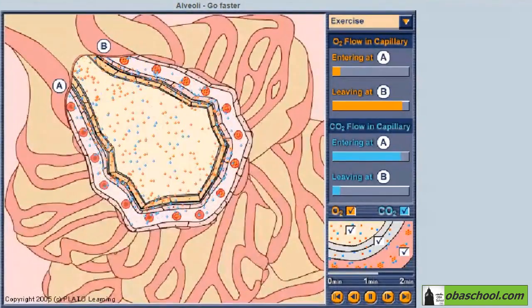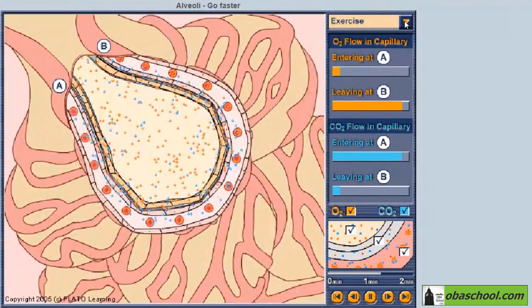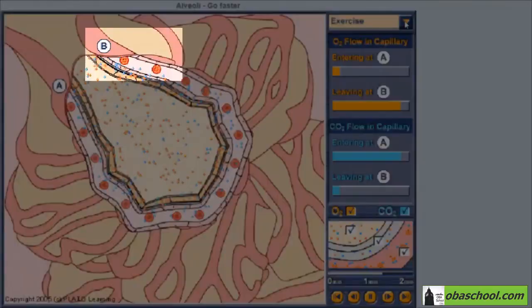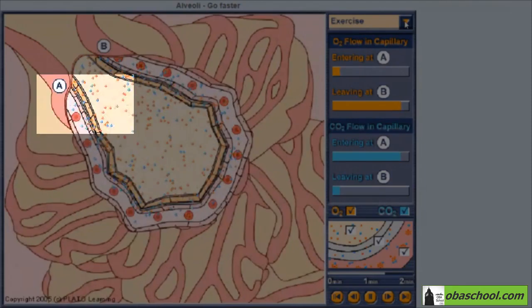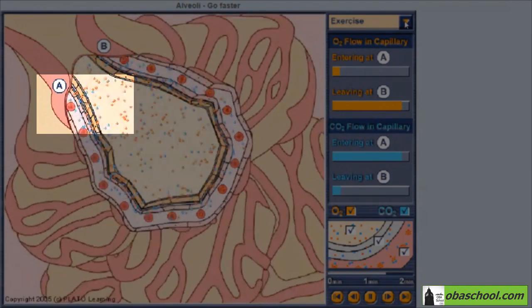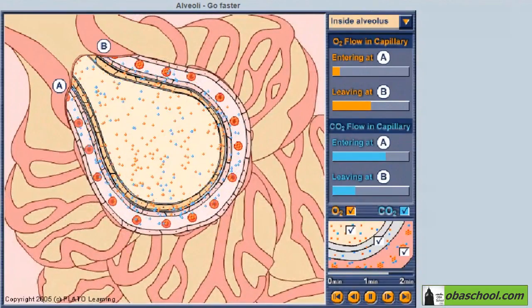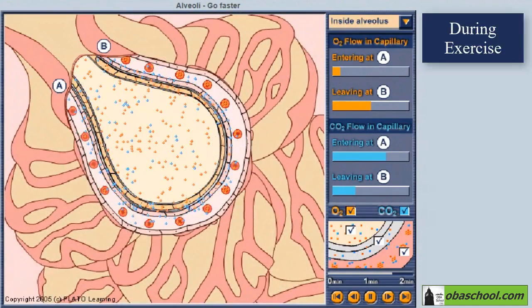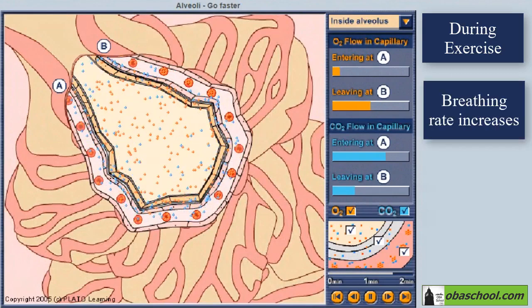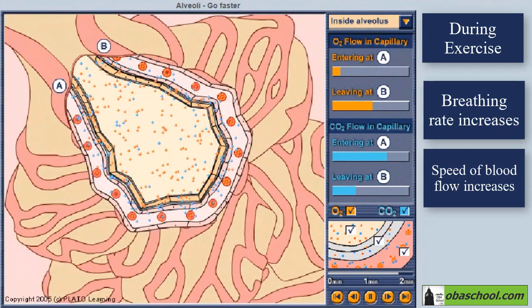So let us have a look at a person at rest and compare the level of oxygen flow in the capillary leaving at B and the carbon dioxide flow in the capillary at point A. As you can see, the levels decrease. So when a person is exercising, the breathing rate is going to increase and the speed of blood flow is going to increase as well.